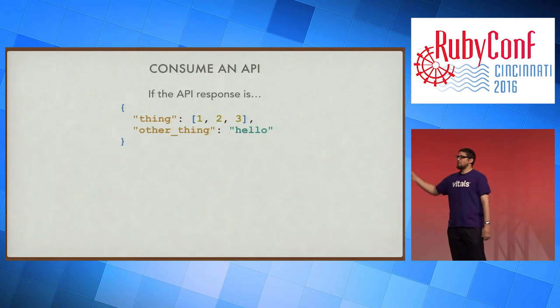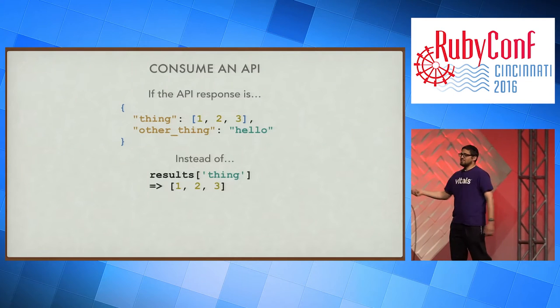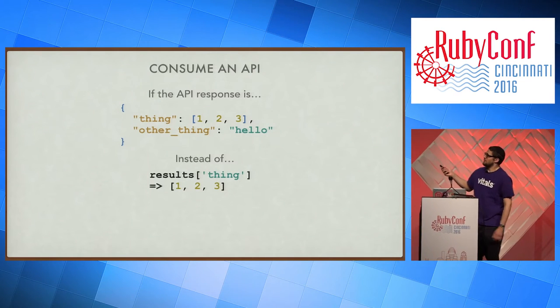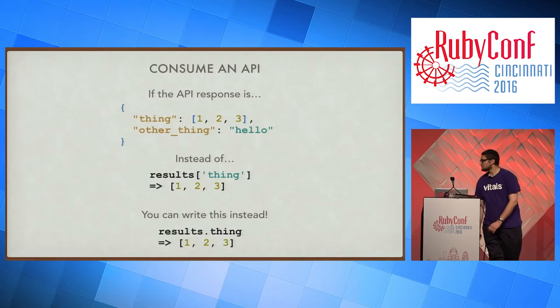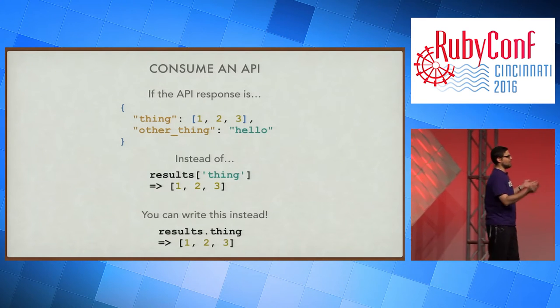Just to flesh it out more, if the API response looks like that, we have a couple keys, a couple of values. If you were just to leave it as a hash, you would have to use bracket notation. But because we put it into an OpenStruct, we can use dot notation. And it seems like a pretty subtle distinction, like, okay, why do we really care?